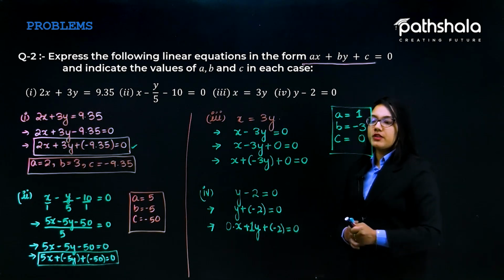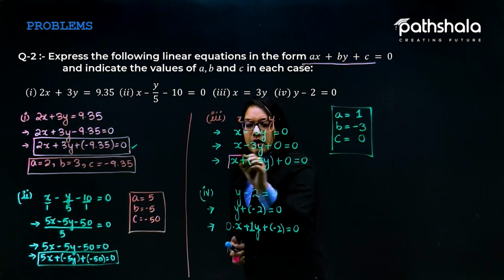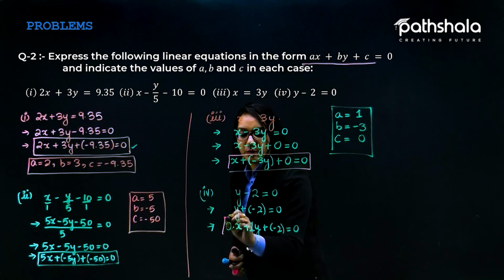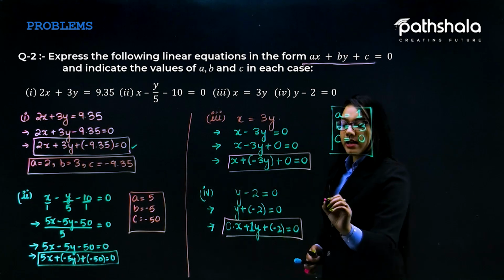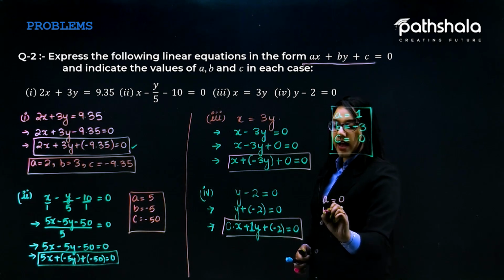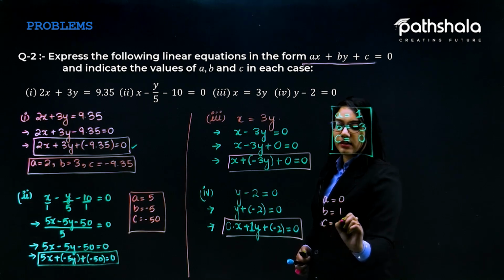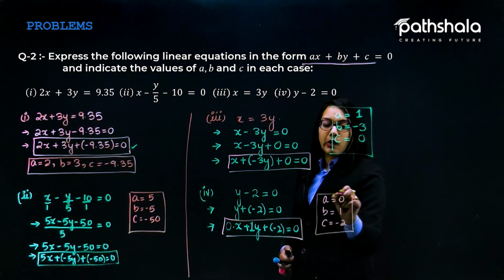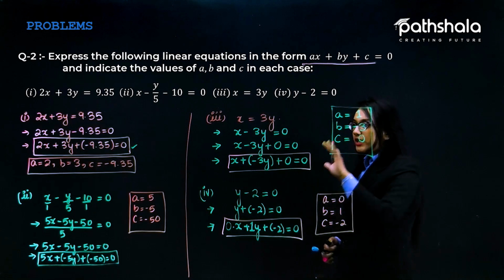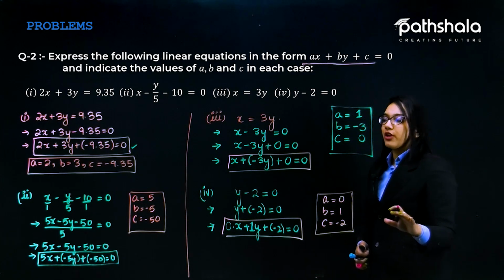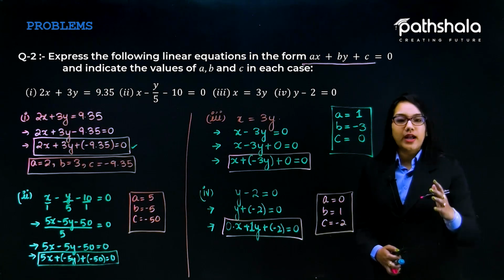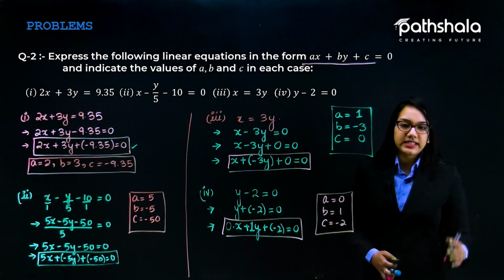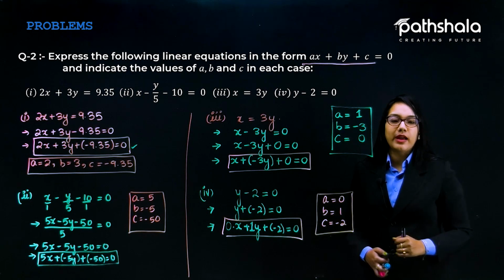Now let's compare this equation with the standard equation. If we compare it, the value of a is 0, the value of b is 1, and the value of c is minus of 2. So this is all about the representation of all these equations in the form ax plus by plus c is equal to 0, and the values of a, b and c in the equation ax plus by plus c is equal to 0.